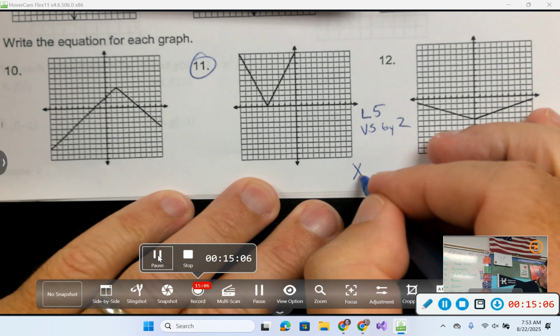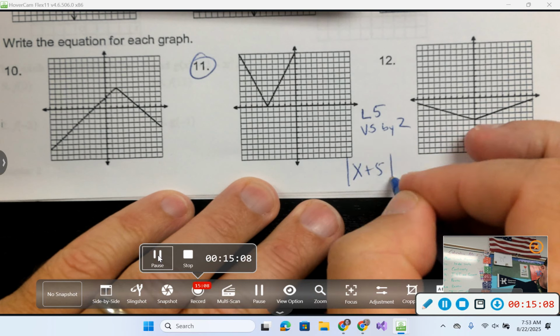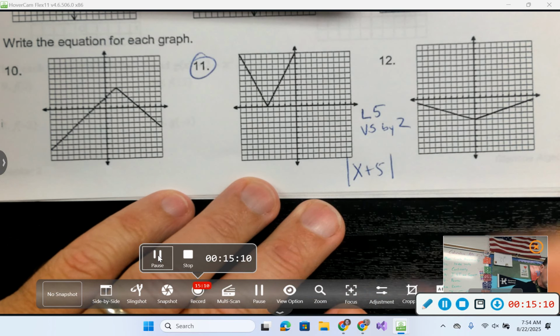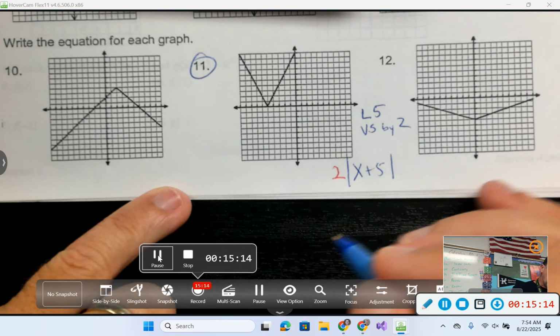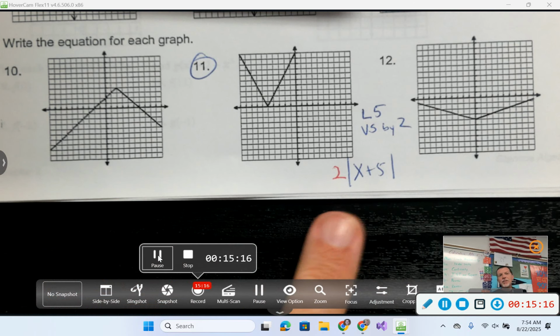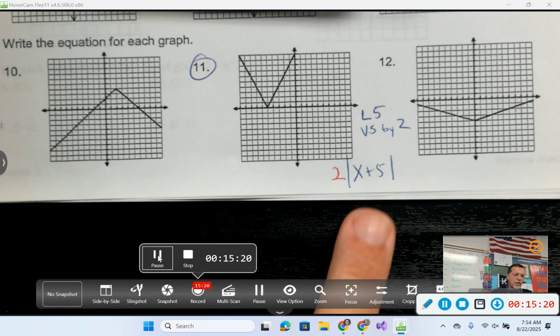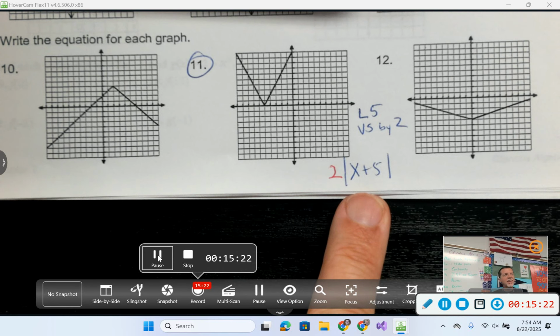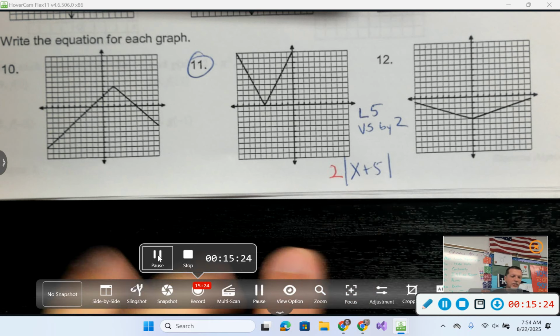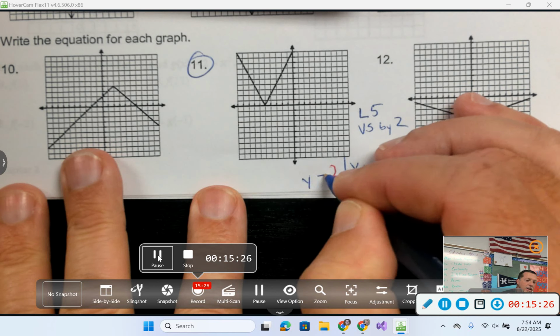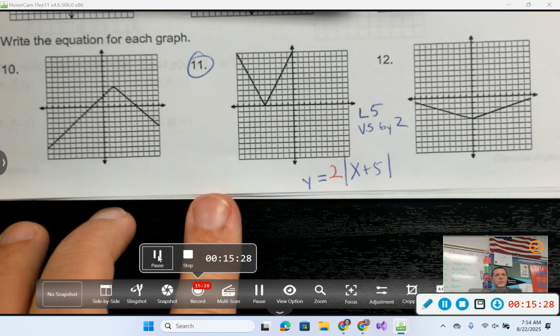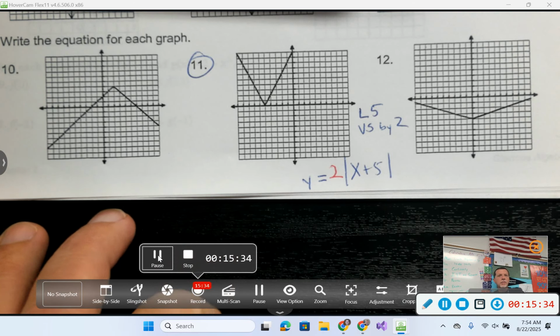So left 5 would be x plus 5 in the absolute value bars. And to stretch it by 2, I need a 2 in front. And then to make it an equation, don't leave that, I will take off for that. It's going to be annoying if you make a 98 on the test, because what's this missing? Y equals. It's not an equation right now, so y equals. Brooklyn? Can you put f of x? Yes, definitely. Okay. Fancier, but definitely okay.